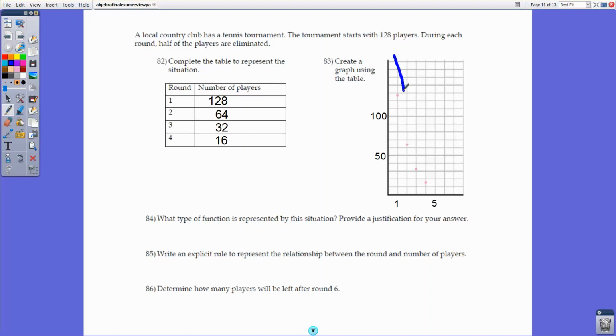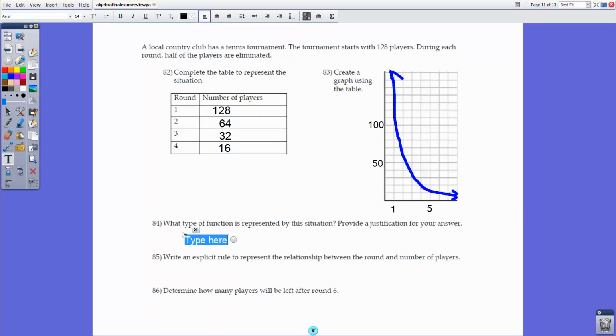It would kind of look like, ugh, that's terrible. I'm not going to be able to draw a very good curve for this. It's the mouse. This is kind of hard. Okay, so it's going to be something like this. It's going to flatten out, and it's going to go like that. Okay, something like that. Now, and there's our arrowheads. What type of function is represented by this situation? This is decay, okay? Exponential decay. The y decreases as x increases.